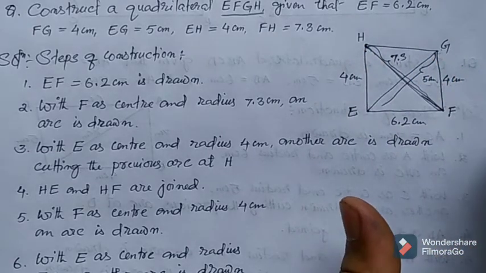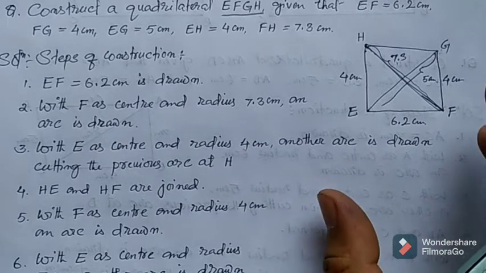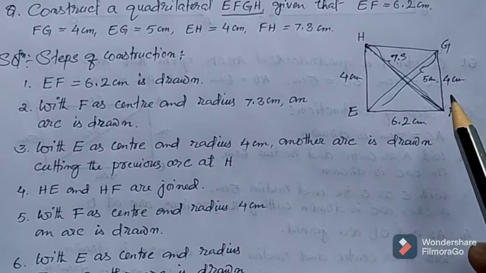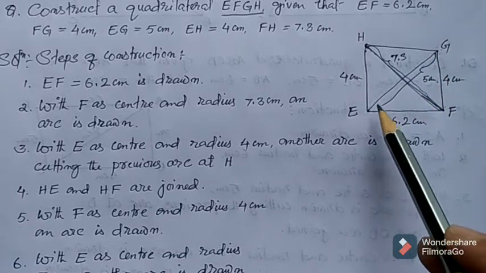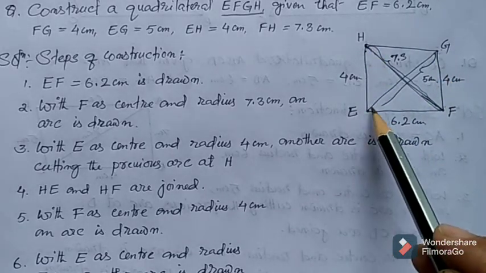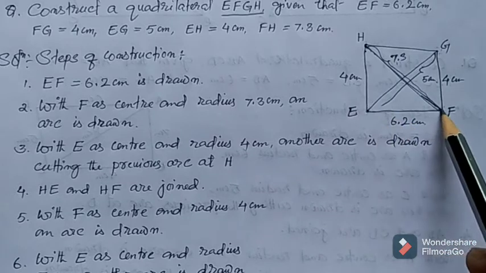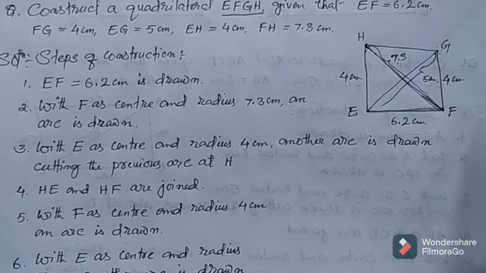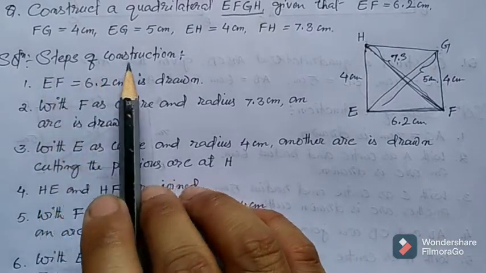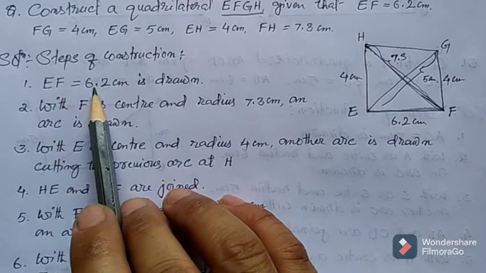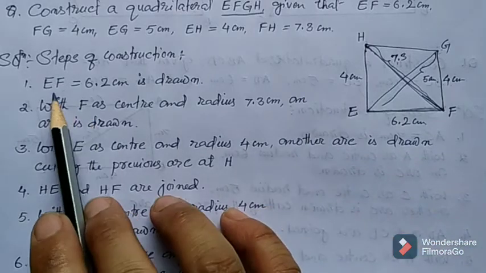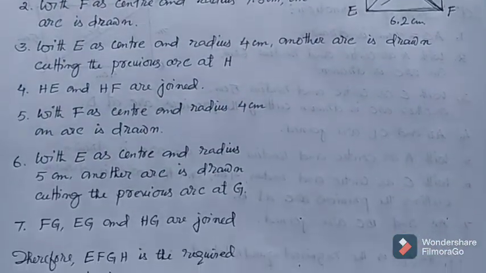For this type of construction, that means when two diagonals and three sides are given, the first step is to draw the side which is in the middle of the three sides. You can see here three sides EF, FG and EH are given. So out of these three sides, I think EF is the side to be drawn in the first step. So let's go to the solution. Step of construction. The first step is EF equal to 6.2 cm is drawn, which is the base in this quadrilateral. So now we draw EF, which is 6.2 cm long.